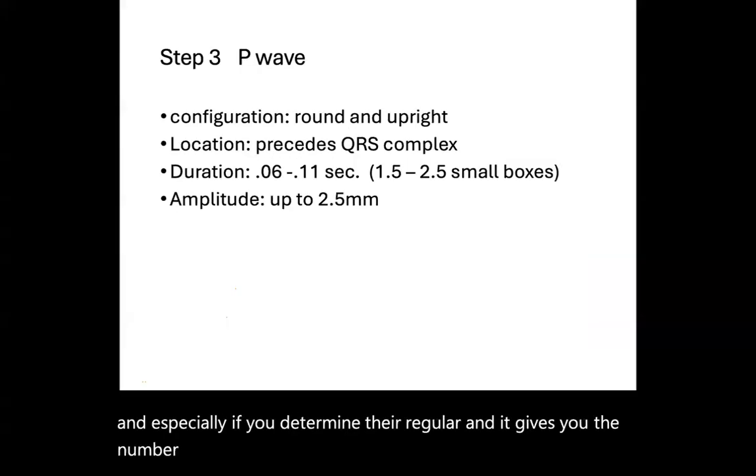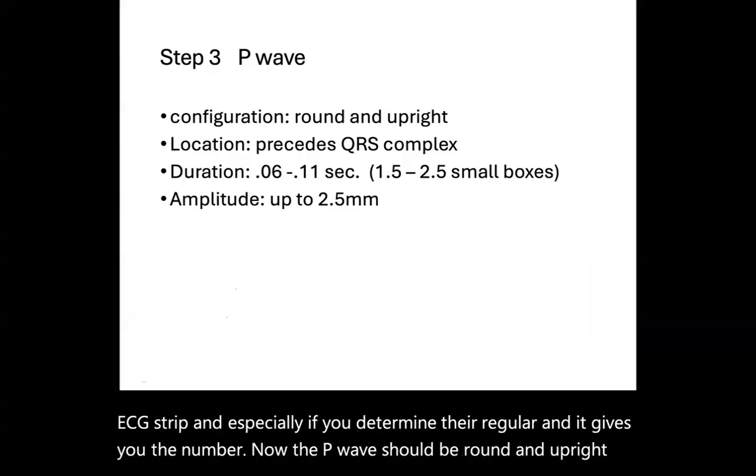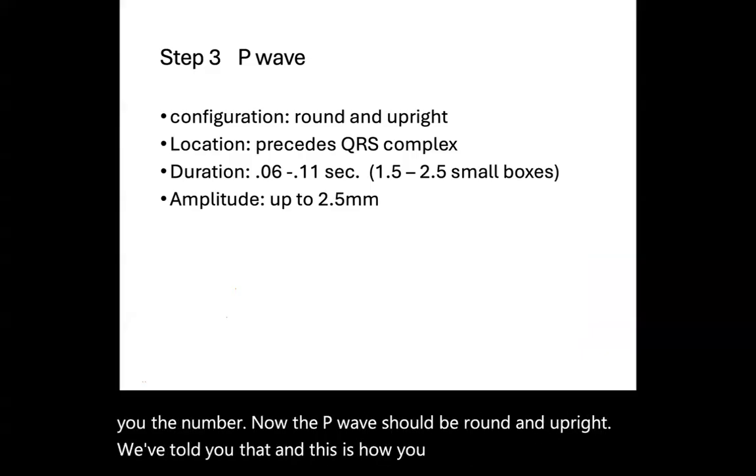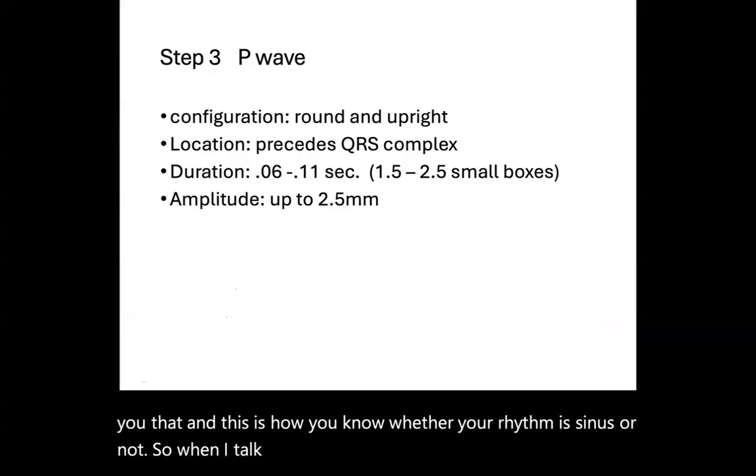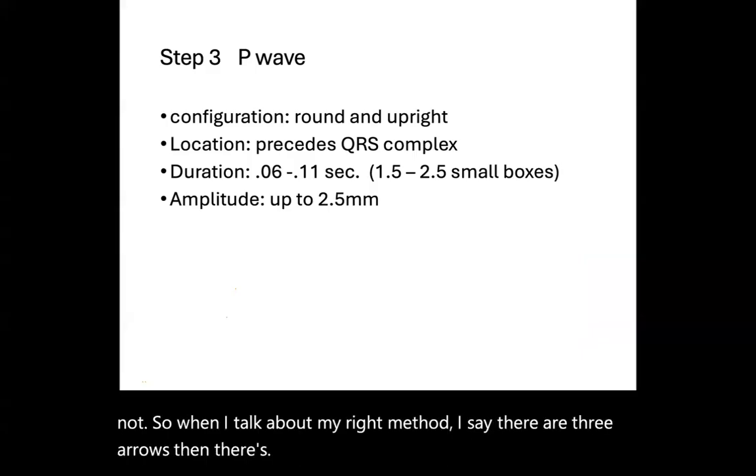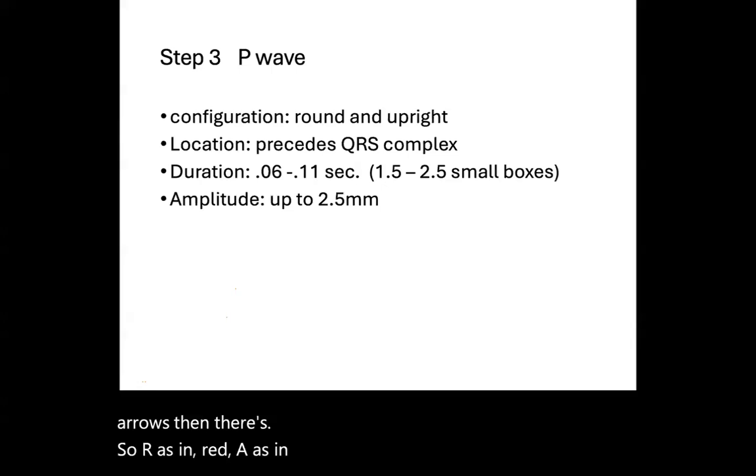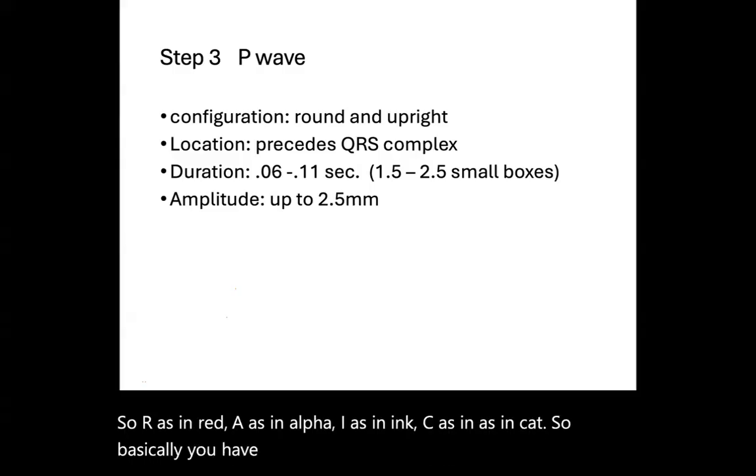Now, the P wave should be round and upright. We've told you that. And this is how you know whether a rhythm is sinus or not. When I talk about my method, I say there are three R's, then there's AIC. R as in red, A as in alpha, I as in ink, C as in cat. So basically you have three R's: rate, rhythm, regularity, then axis, interval, and context.